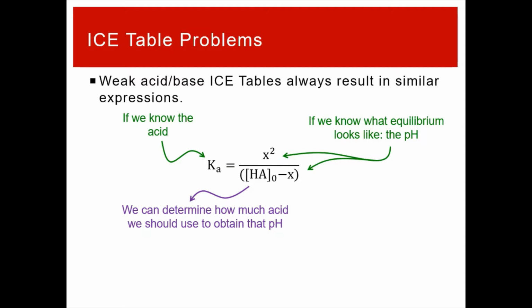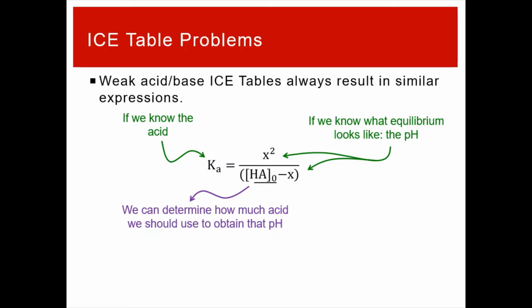What this kind of problem would be is I know what acid I'm going to use, and I know what I want the pH at equilibrium to look like. I know what I want the pH of my solution to be. So what concentration do I need to make my acid? What concentration do I need to make my solution in order to achieve my target pH?